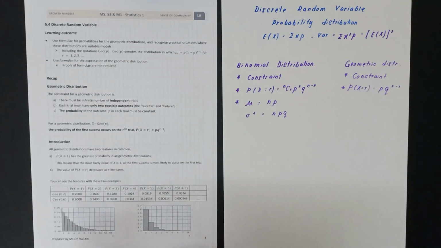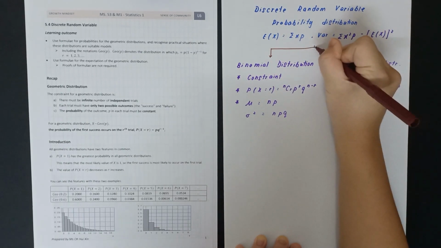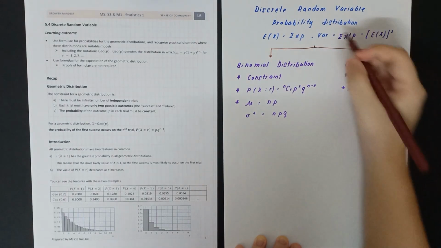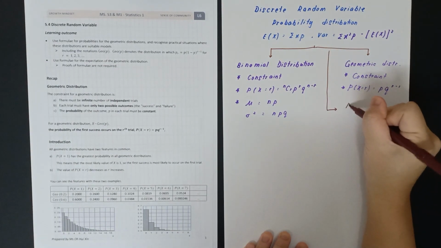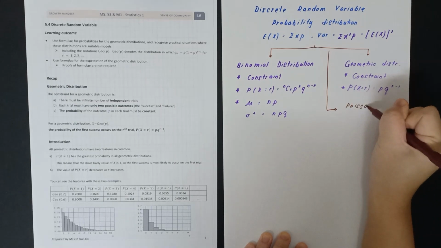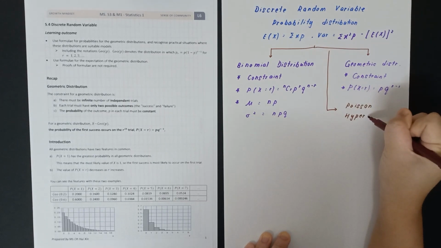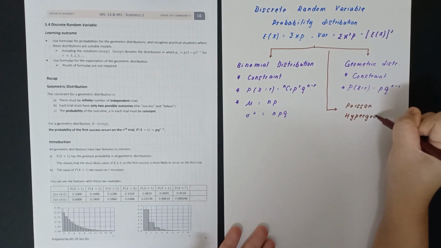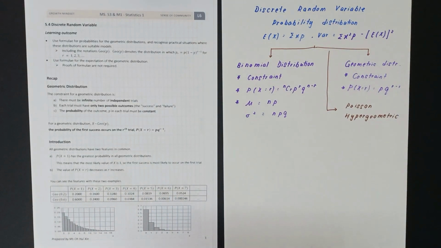Then under discrete random variable, we know that in some situations we can produce special distributions. That's why you have binomial distribution and geometric distribution. Then of course you have actually a lot more, such as Poisson distribution, hypergeometric distribution, or even multinomial distribution and so on. So those are also distributions of a discrete random variable.